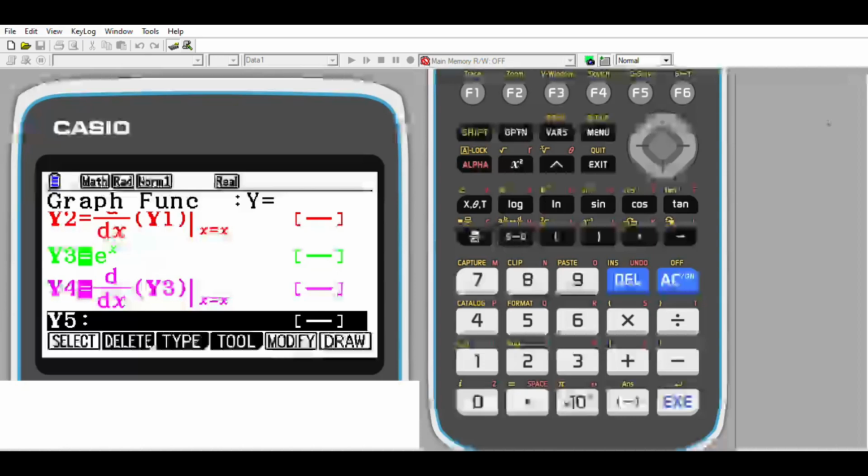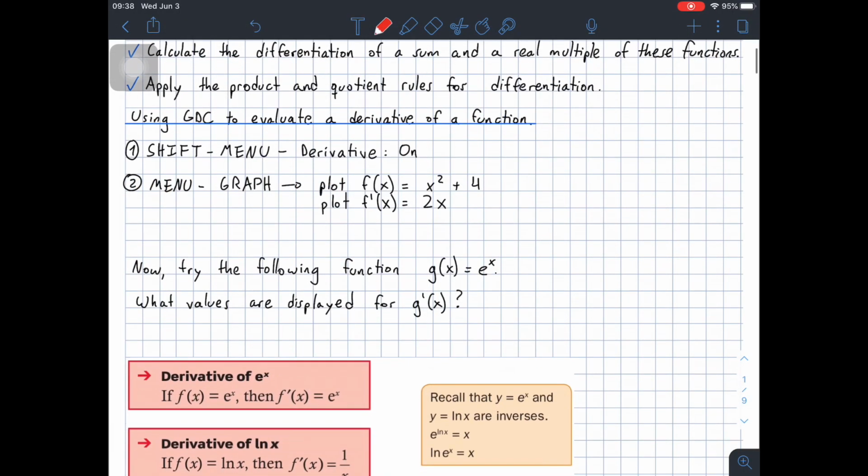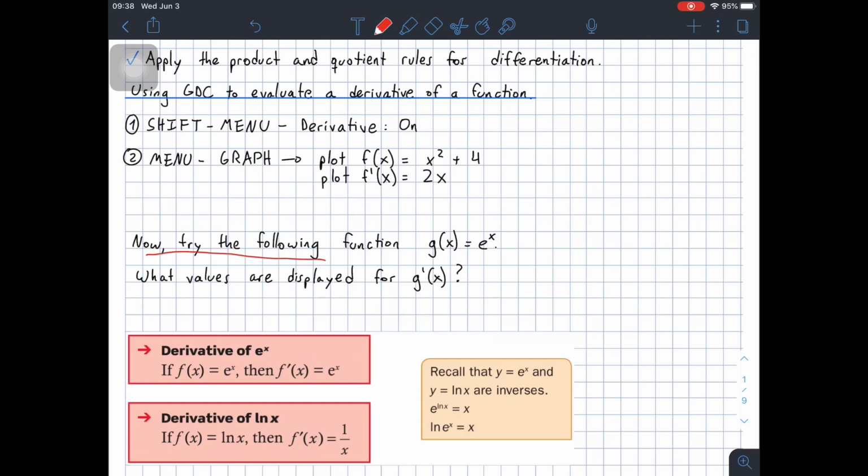Okay, so I'm going to go back to the assignment right now. So from this investigation, we saw that here it says, now try to find the following function, e to the power of x.